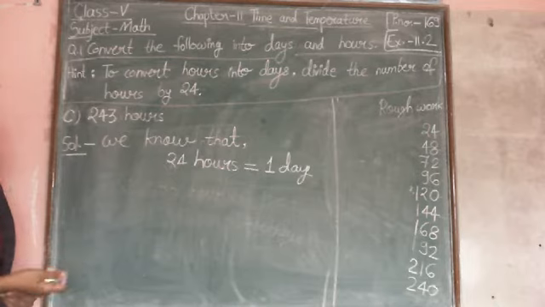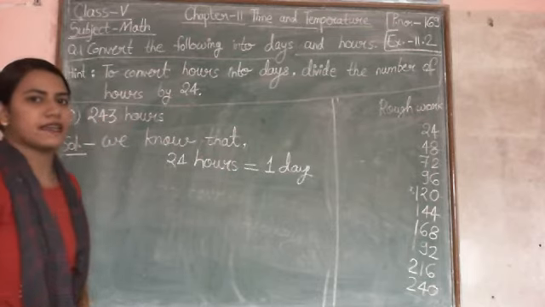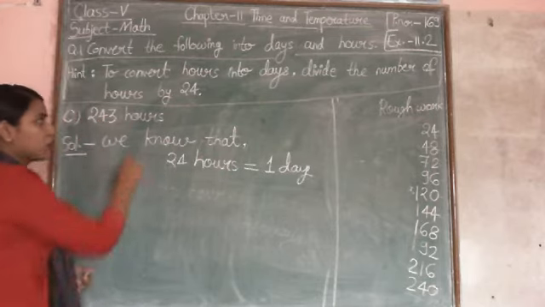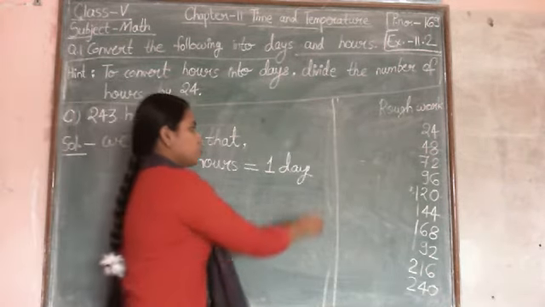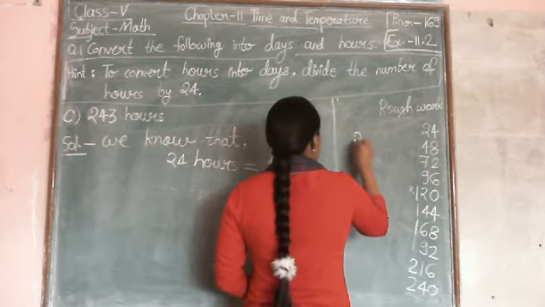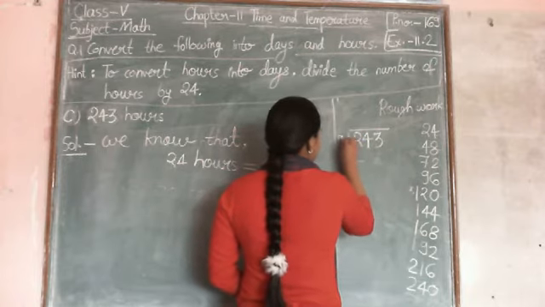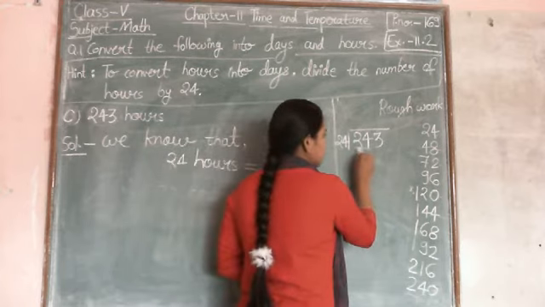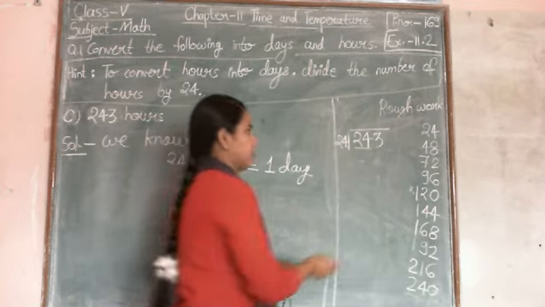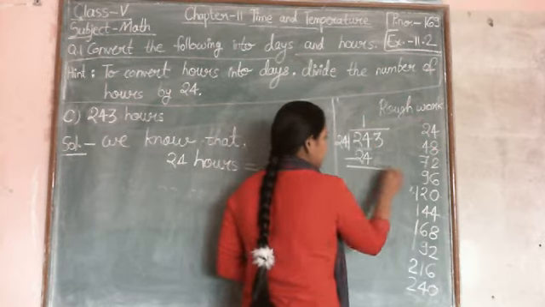In part C, what is given? 243 hours is given, and our task is to convert this 243 hours into days and hours. And according to the hint, to convert, what we do? We divide the given number by 24. So in rough work, divide 243 by 24. As our divisor is of 2 digits, we will take the first 2 digits of our dividend. So 24 ones are 24, in one time we can divide.